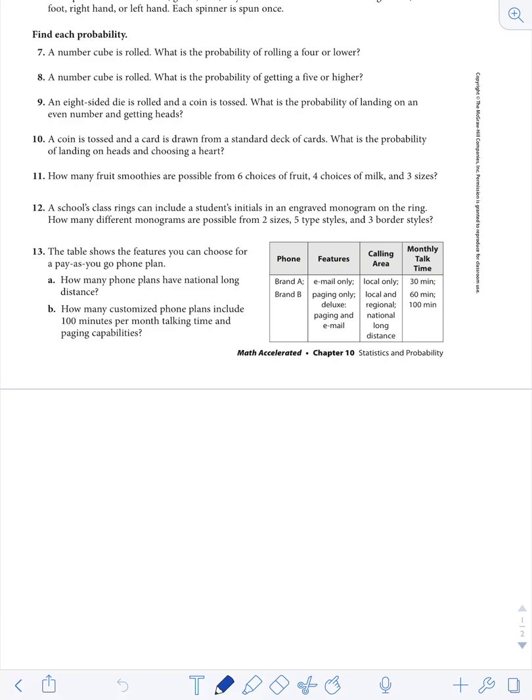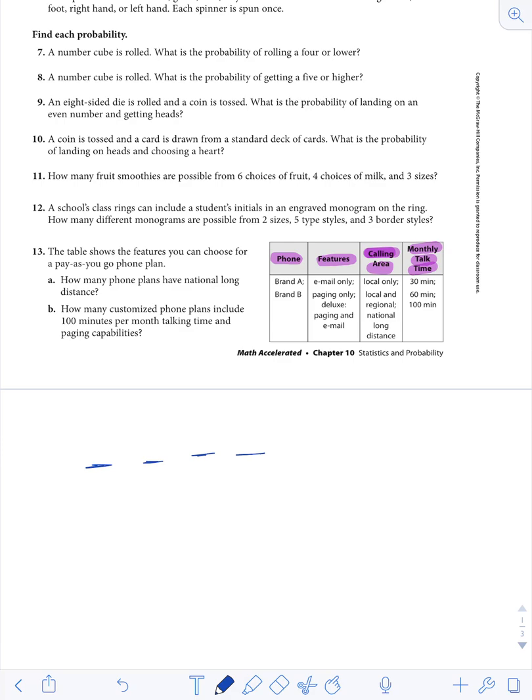So if we look at it, the table shows the features that you can choose from as you pay as you go. There are 4 different options. You can pick a phone, the features, the calling area, or the talk time. Okay, so to solve this, I would put out 4 different lines.